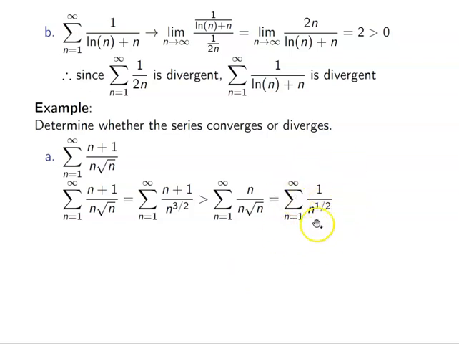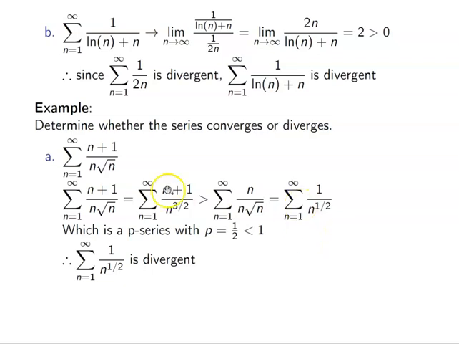So this is divergent. This series is always larger than this divergent series, so this has to diverge as well. Okay, so this is a p series with p equal to 1/2, which is less than 1. So our series, as compared to a divergent series, is always larger, so it's divergent also.